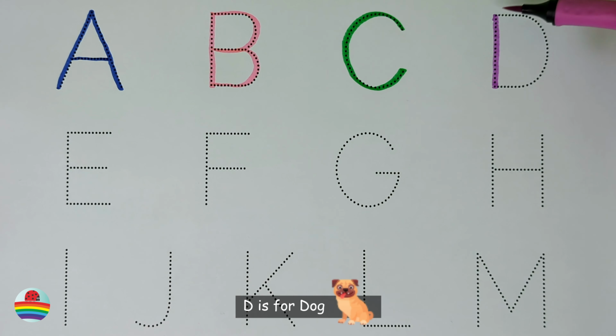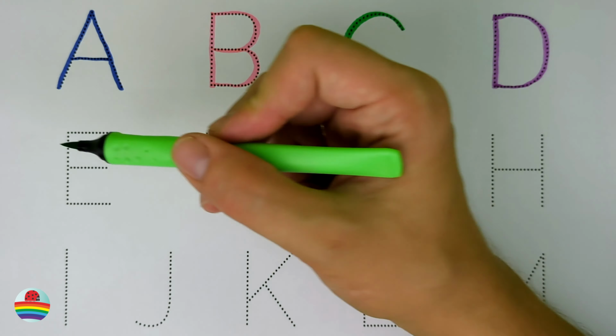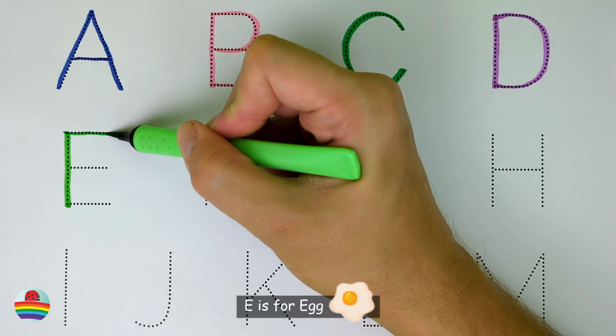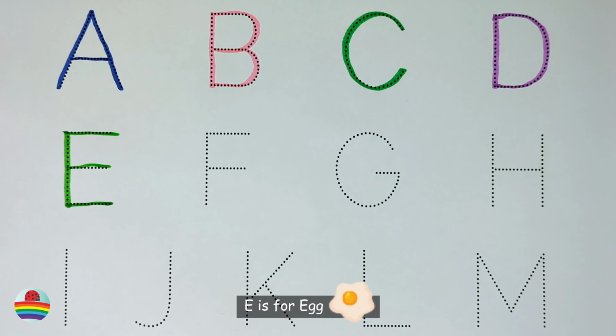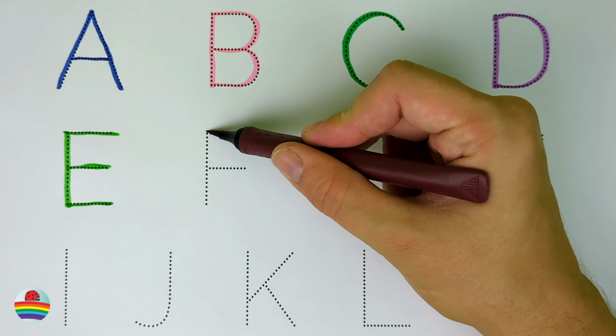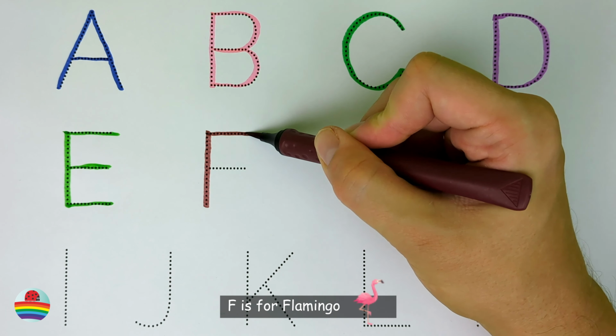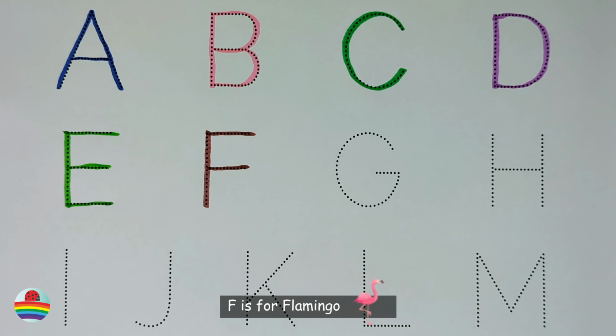D. D is for dog. D. E. E is for egg. E. F. F is for flamingo. F.